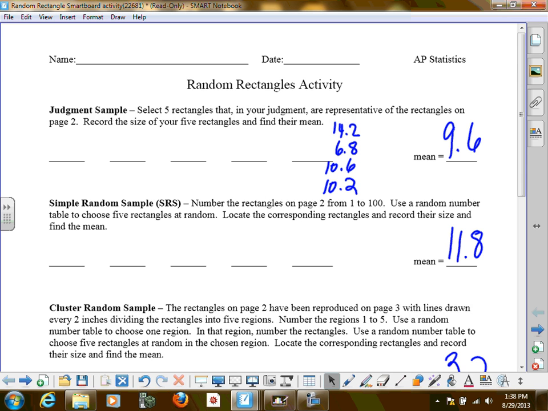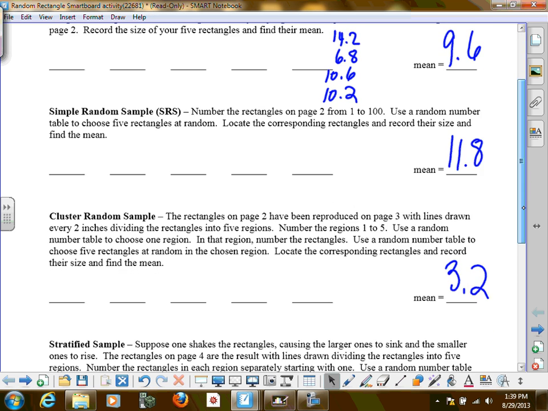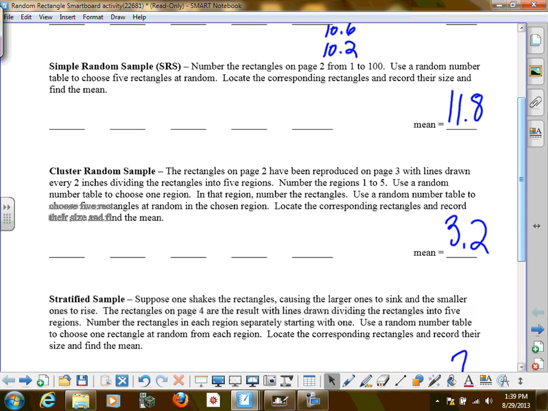So, should we rely on our judgment? Never. We never should rely on our judgment when we pick things, because whether you meant to or not, you very likely have some kind of bias in there. Okay. So there's that. Let's do simple random sample.